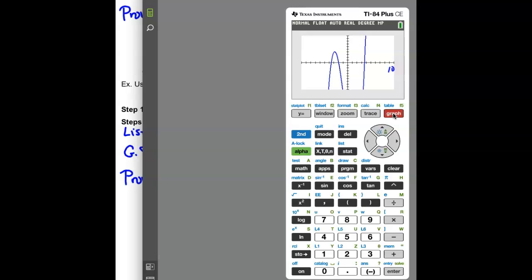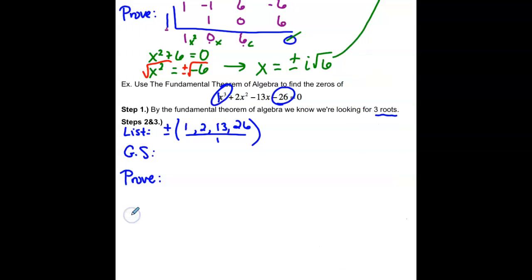But we said there were supposed to be 3 zeros, and I'm seeing 3. So they are all real numbers, but this is the only one that's hitting at either 1, 2, 13, or 26. Those are my only options. So it looks like I'm getting one at -2. And then these, because they are fractions or decimals, and I didn't have any of those on my possible list, I'm not going to deal with those right now. I'm just going to start with that -2. Okay, so I'm going to say my graph suggests the -2 should work.